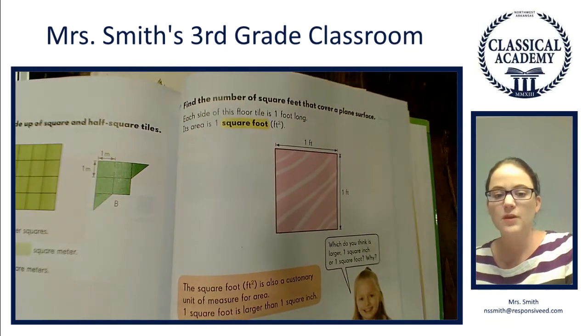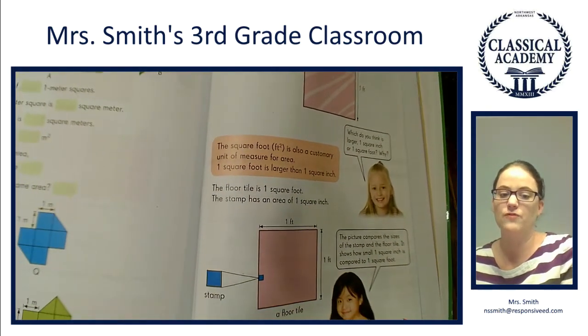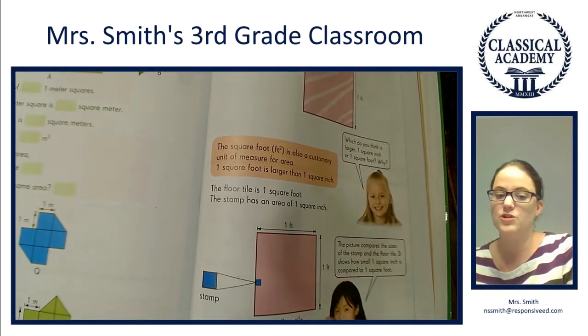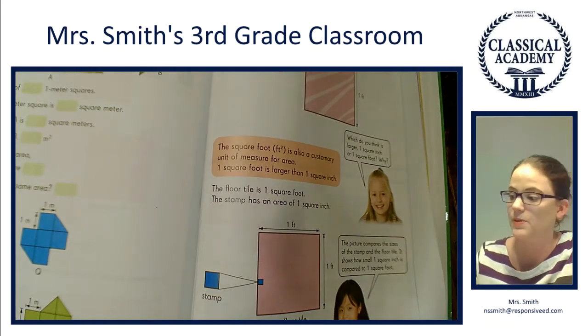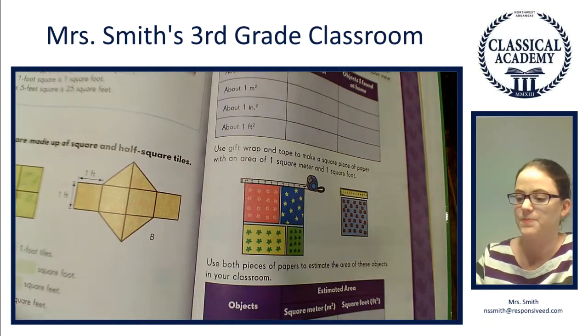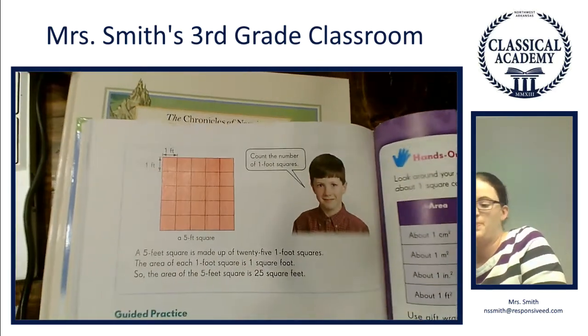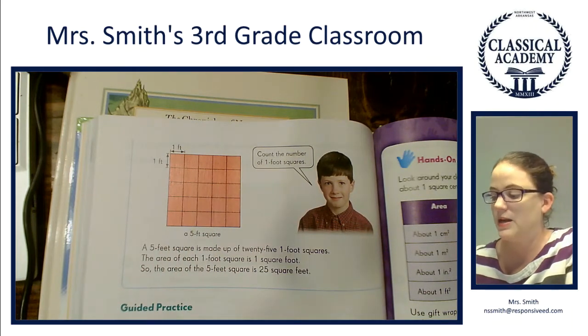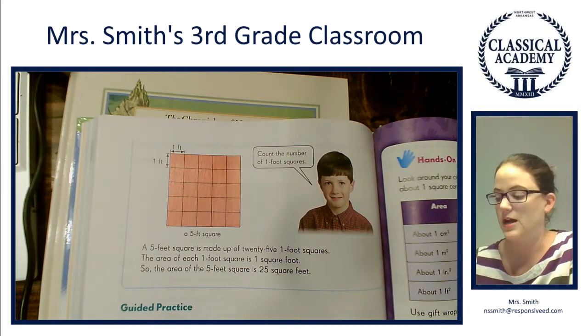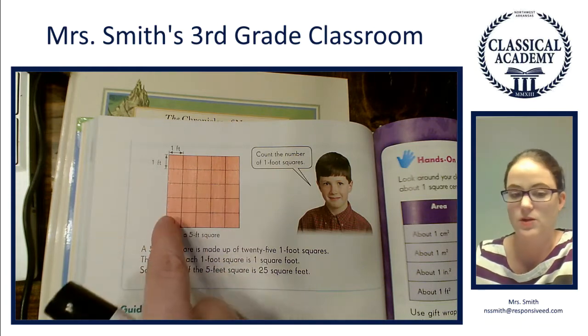Remember, a foot is the customary system and a meter is the metric system. If you're looking at the difference between a square foot and a square inch, if this was 1 square foot, that would be 1 square inch. So a square foot is much bigger. A 5 foot by 5 foot tile is made up of 25 square foot tiles. 5, 10, 15, 20, 25.